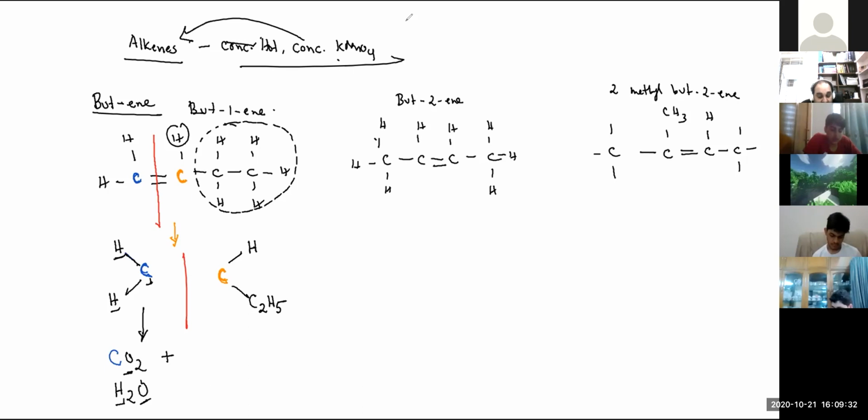Let's now come to the orange carbon. Orange carbon is linked to 1 hydrogen and 1 R group, right? So when a carbon which has a double bond is linked to a hydrogen and an R group, it gets oxidized to an aldehyde. If you further oxidize the aldehyde, what will you get? Carboxylic acid. You'll get a carboxylic acid.